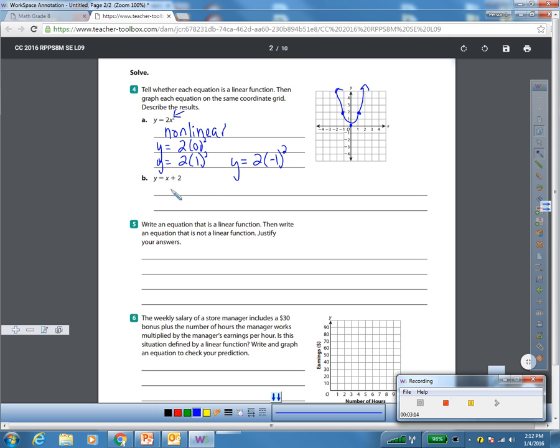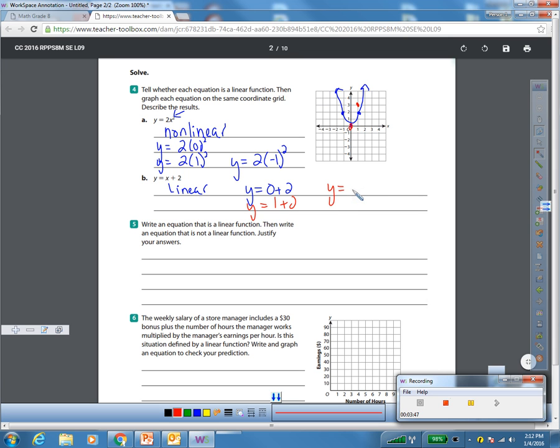On B, this one is a linear function. When I plug in some x values, let's say I plug in 1 or 0. So let's start with 0. So I plug in 0, add 2. So out comes 0. So I start at 0, 0. I'm going to change colors so you can see it. And then let's say I plug in 1 for the x. Okay, 1 plus 2 gives me 3. So I plug in 1, out comes 3.